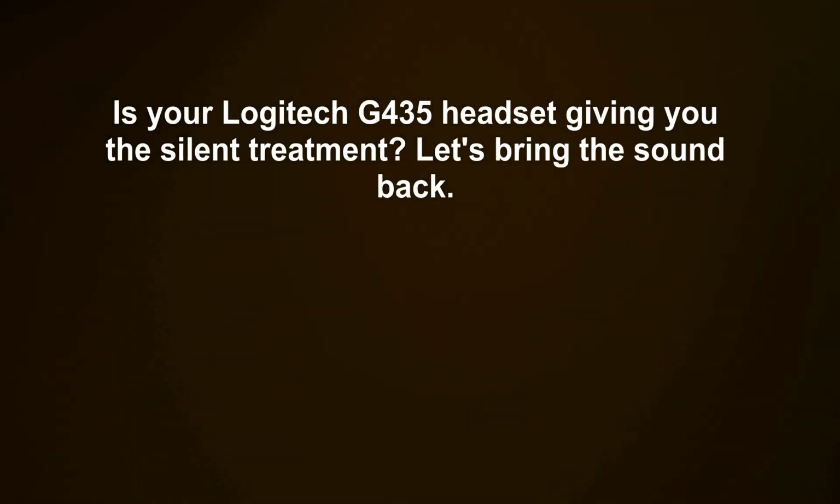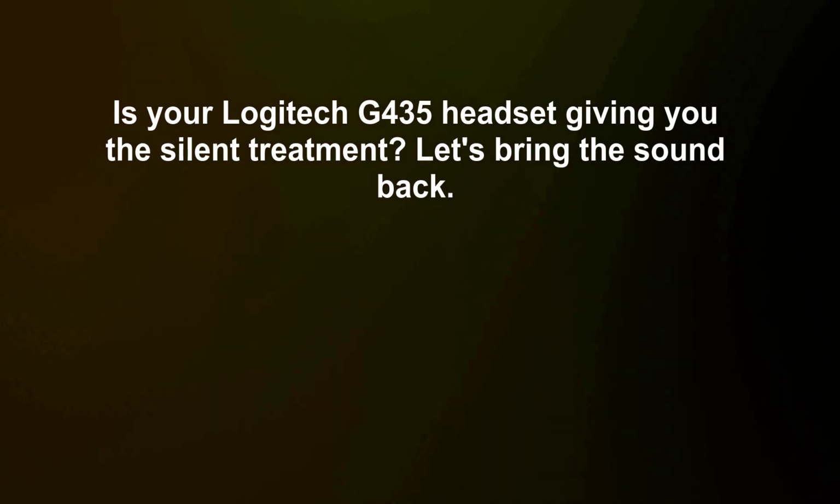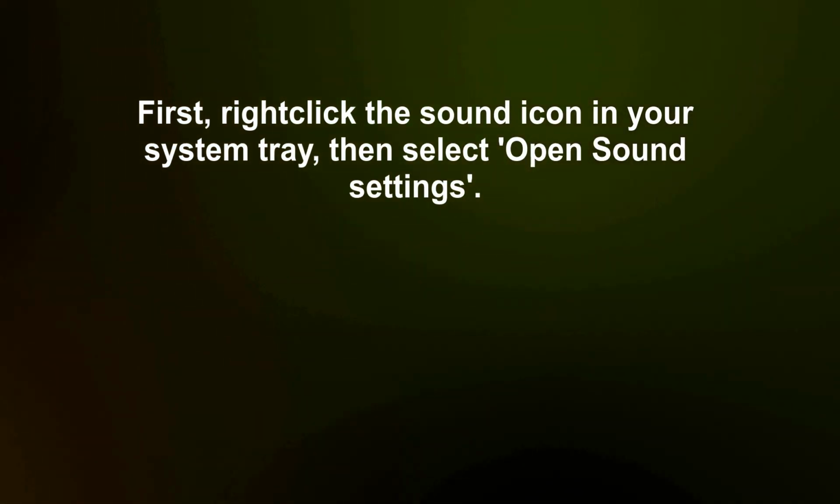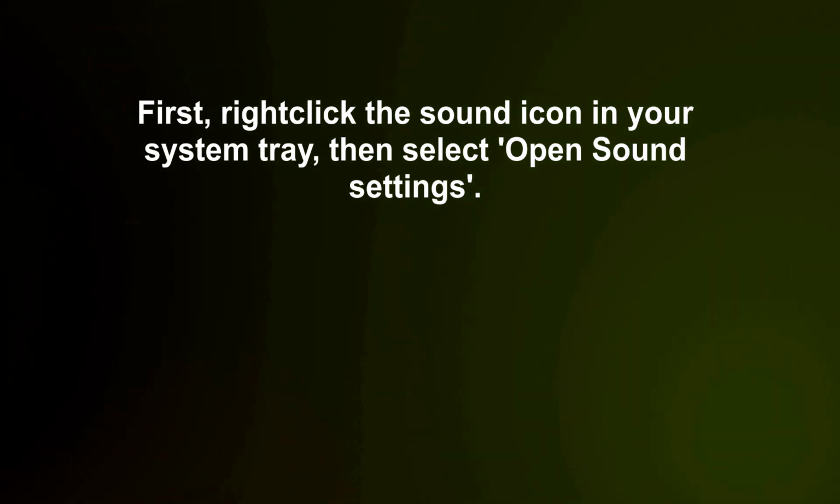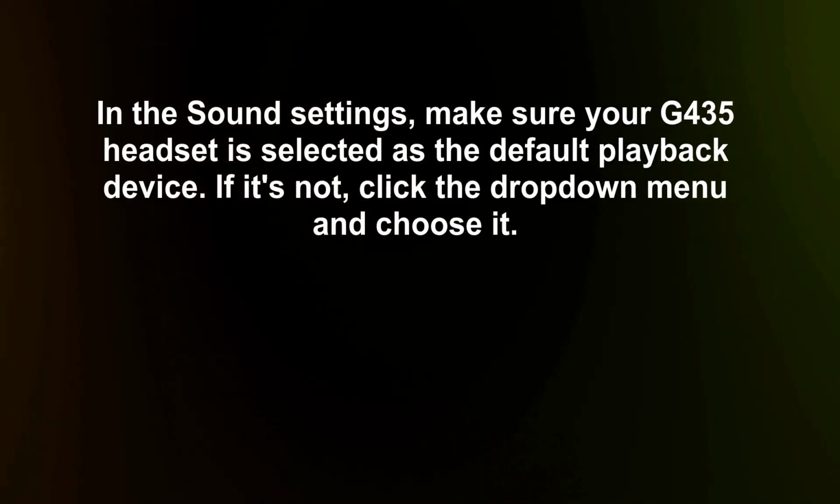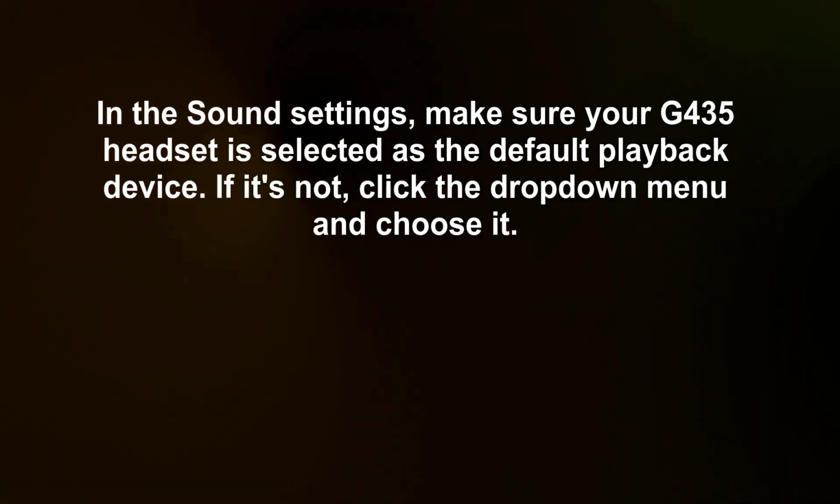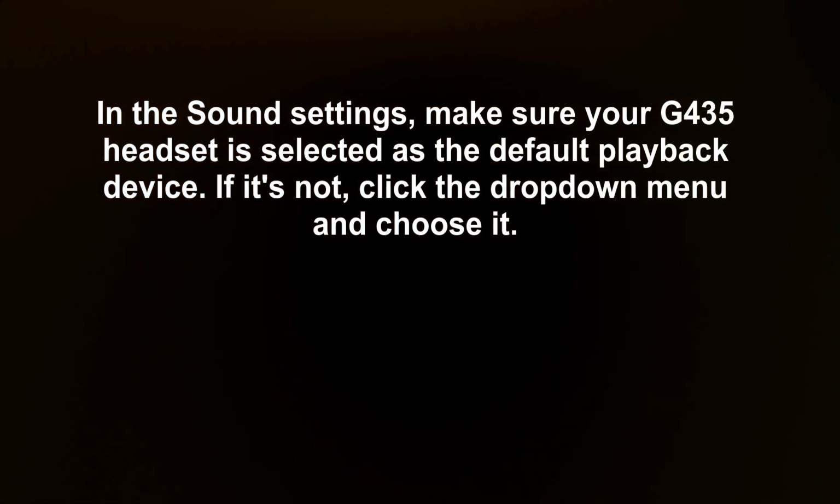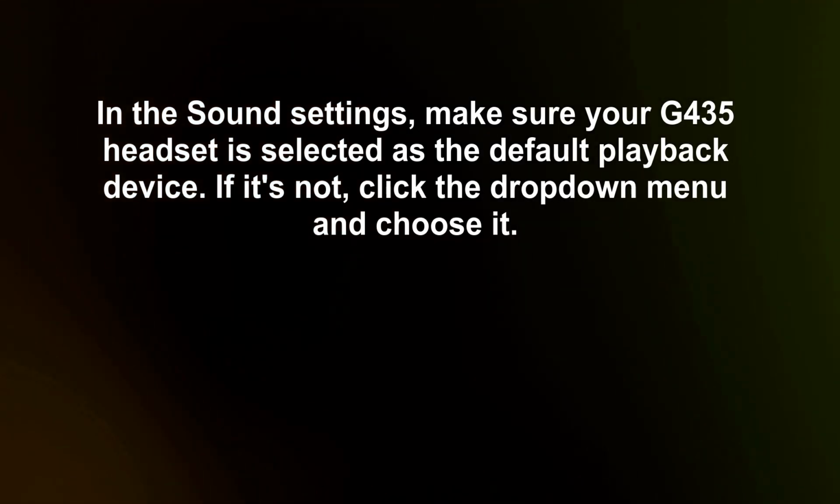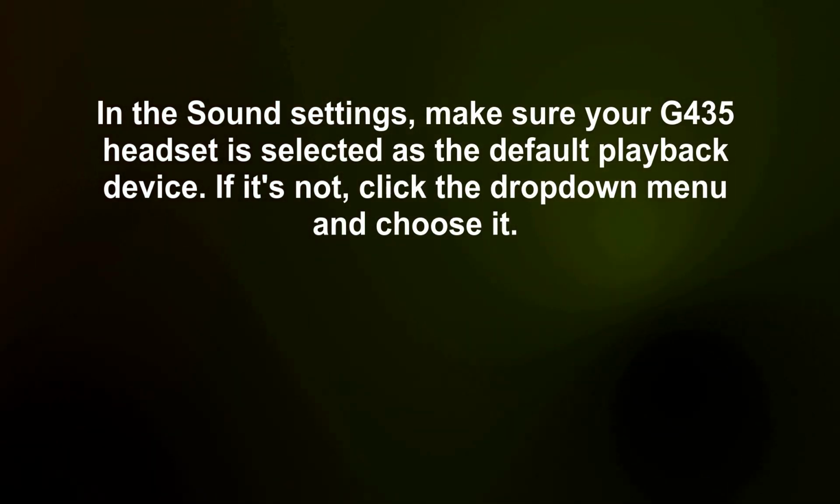Is your Logitech G435 headset giving you the silent treatment? Let's bring the sound back. First, right-click the sound icon in your system tray, then select Open Sound Settings. In the sound settings, make sure your G435 headset is selected as the default playback device. If it's not, click the drop-down menu and choose it.